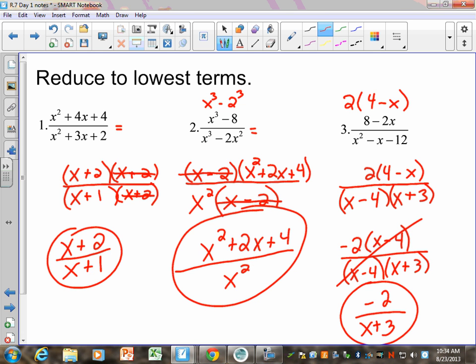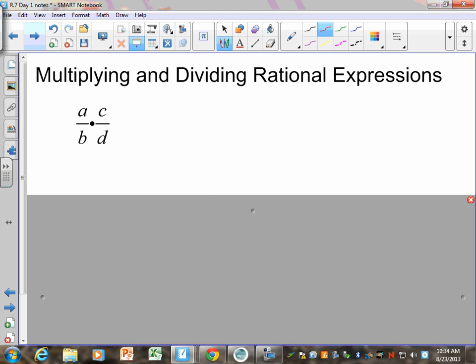Okay? So, simplifying. What else can we do with this? We can multiply and we can divide, because then we get to multiply, divide, and then simplify again. So it's kind of just adding in a little extra work. More fun, if you want to say it.